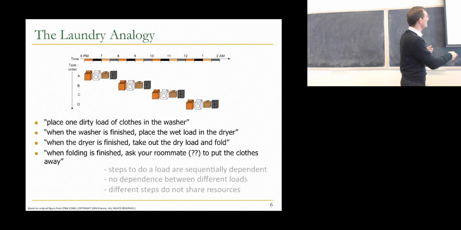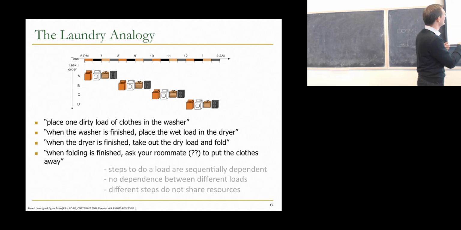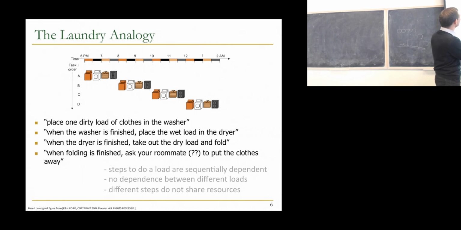Make sense? So it has these three properties. Steps to do a load are sequentially dependent. Different loads are independent. And different steps do not share resources. So it's kind of similar to instruction processing. Not exactly, but think about it now. So this is a multi-cycle design for laundry. It makes no sense, right? If you start at 6 p.m., you would be waiting until 2 a.m. to do four loads of laundry.